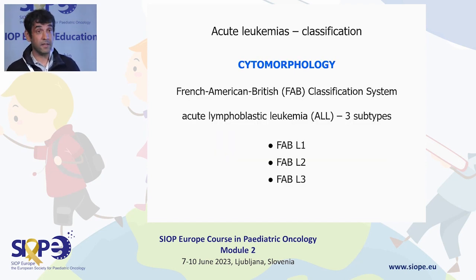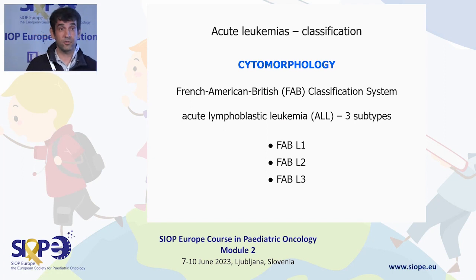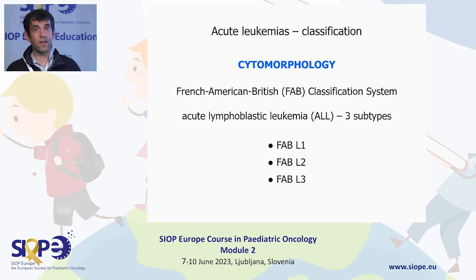In 1976, the so-called French-American-British classification, which still counts, was established for acute leukemias, and for ALL, 3 subtypes are still differentiated, although it is not prognostic and not used in the trials for anything. We still classify by morphology and write down whether it's L1, L2, L3, and knowing L3 is very important, but I think most of you know why, and I will show a picture afterwards.